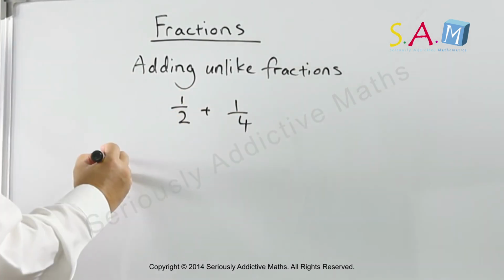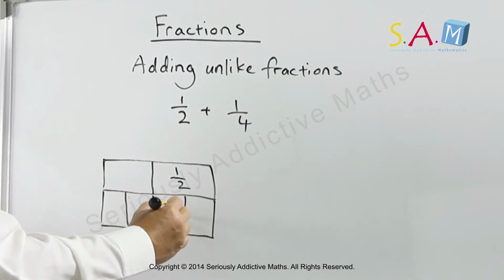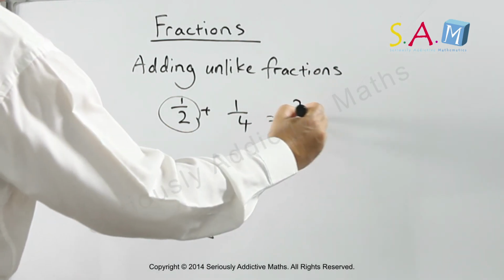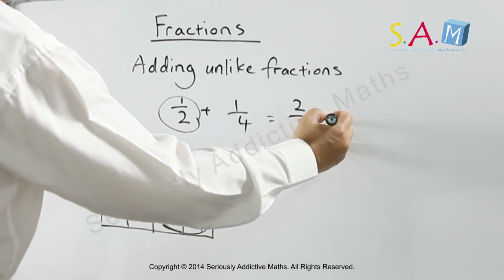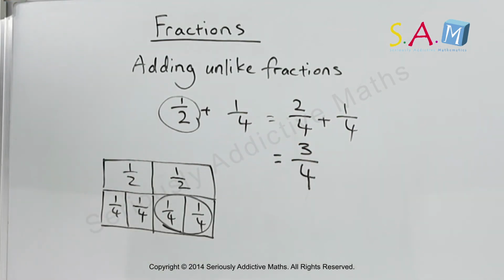1 quarter, but we know half is the same as 2 out of 4, right? So half is actually 2 out of 4 plus 1 quarter, which is actually 3 quarters.